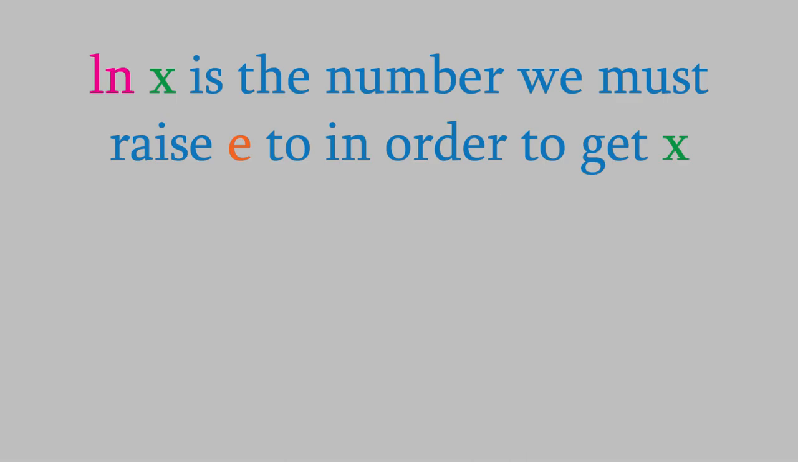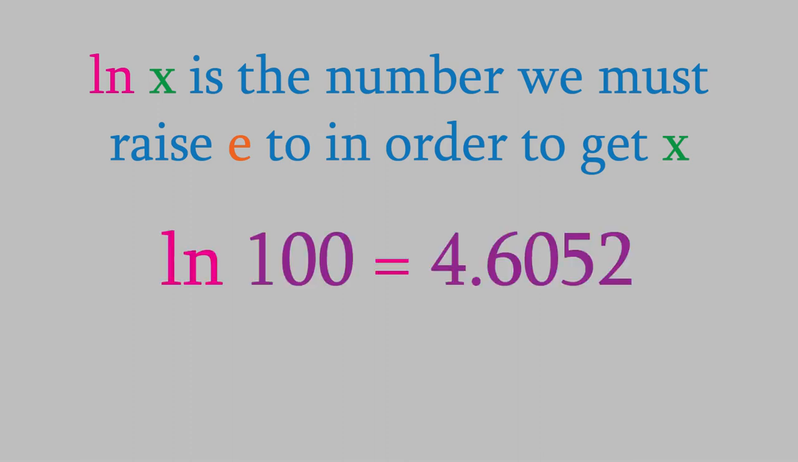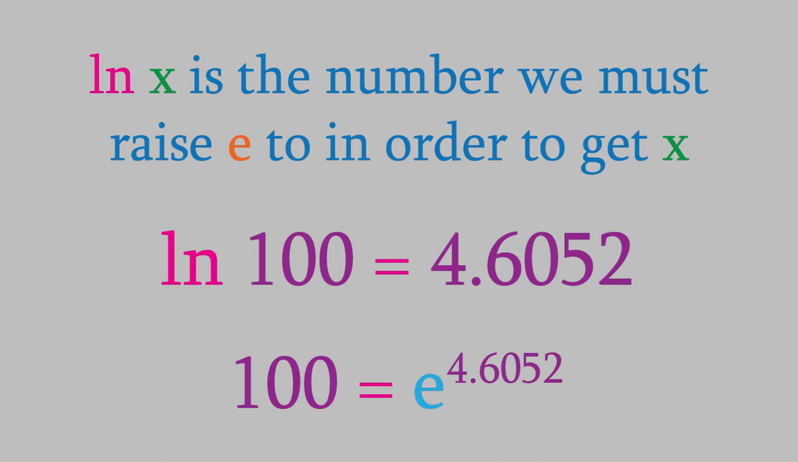The natural log of x is the number we'd have to raise e to in order to get x. So, for example, the logarithm of 100 is 4.6052. What that means is that if we take e and raise it to the power 4.6052, we get 100.